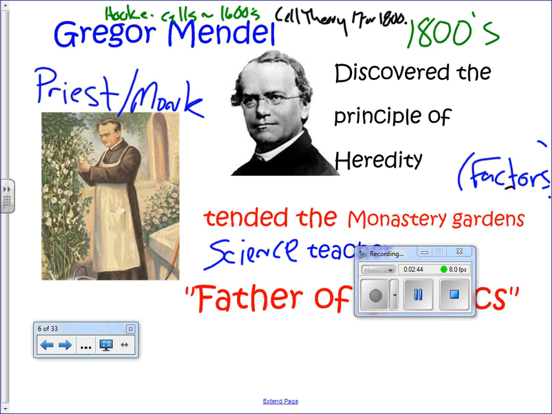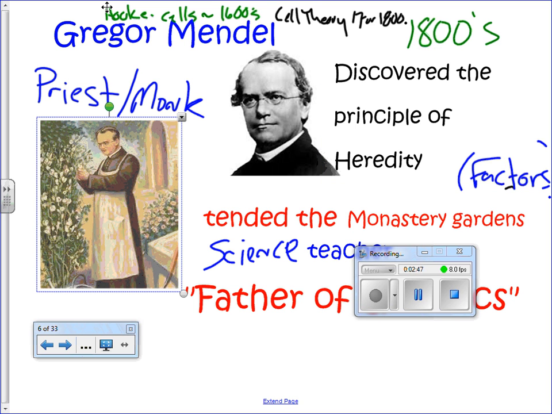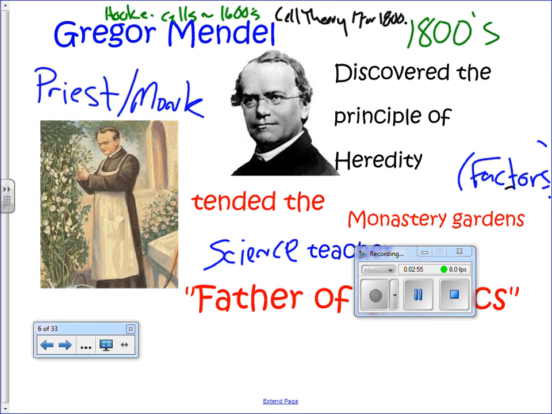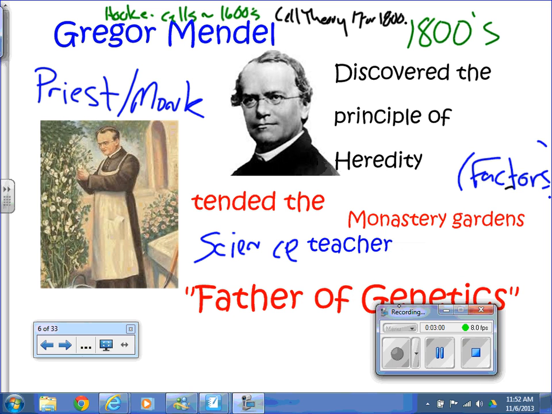You often see a picture of him. People are always like, oh, why is he wearing a dress? Well, he was a monk or a priest in a monastery. But the fact that he was a priest and also had a background as a science teacher gave him the resources to make these discoveries. He tended the monastery gardens. The monks and priests lived in this monastery, and so there's this division of labor. Some people did the cooking, and other people tended, and what he did was tend the gardens and teach science. So he has this background of looking at the world around him and observing things.